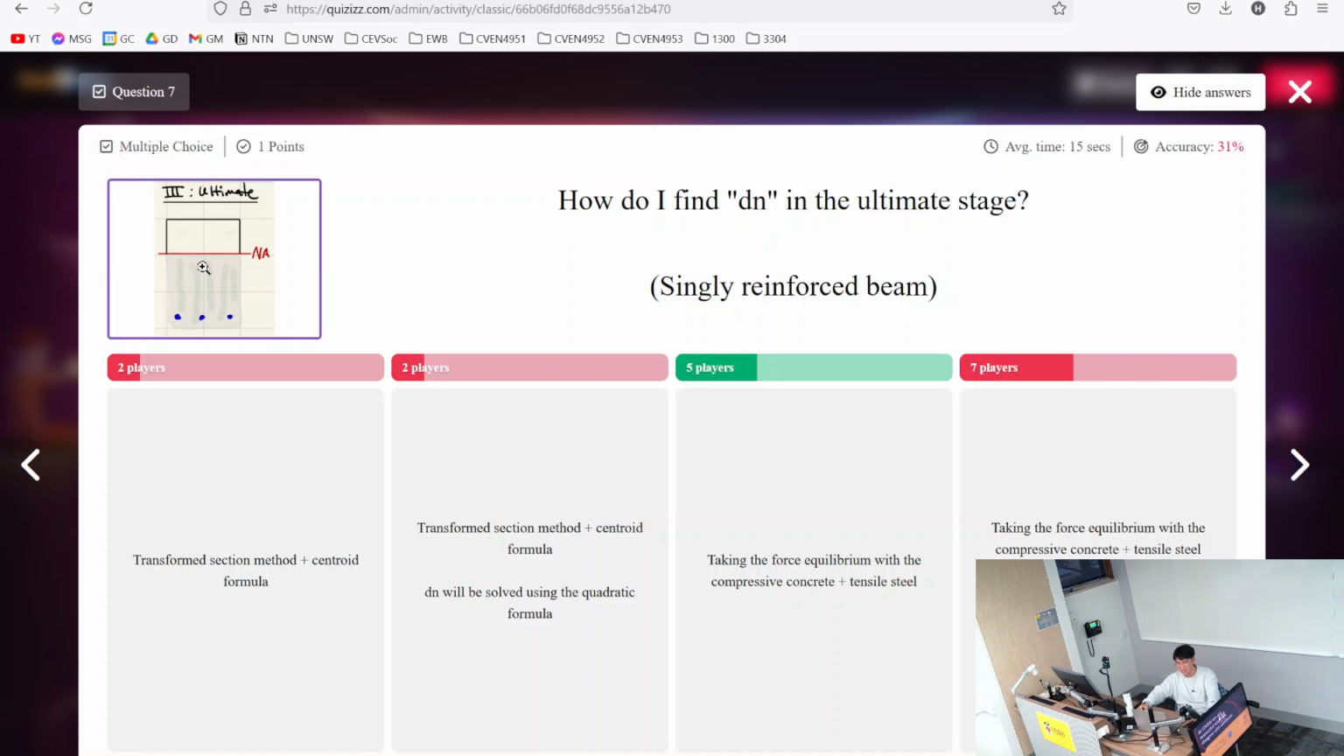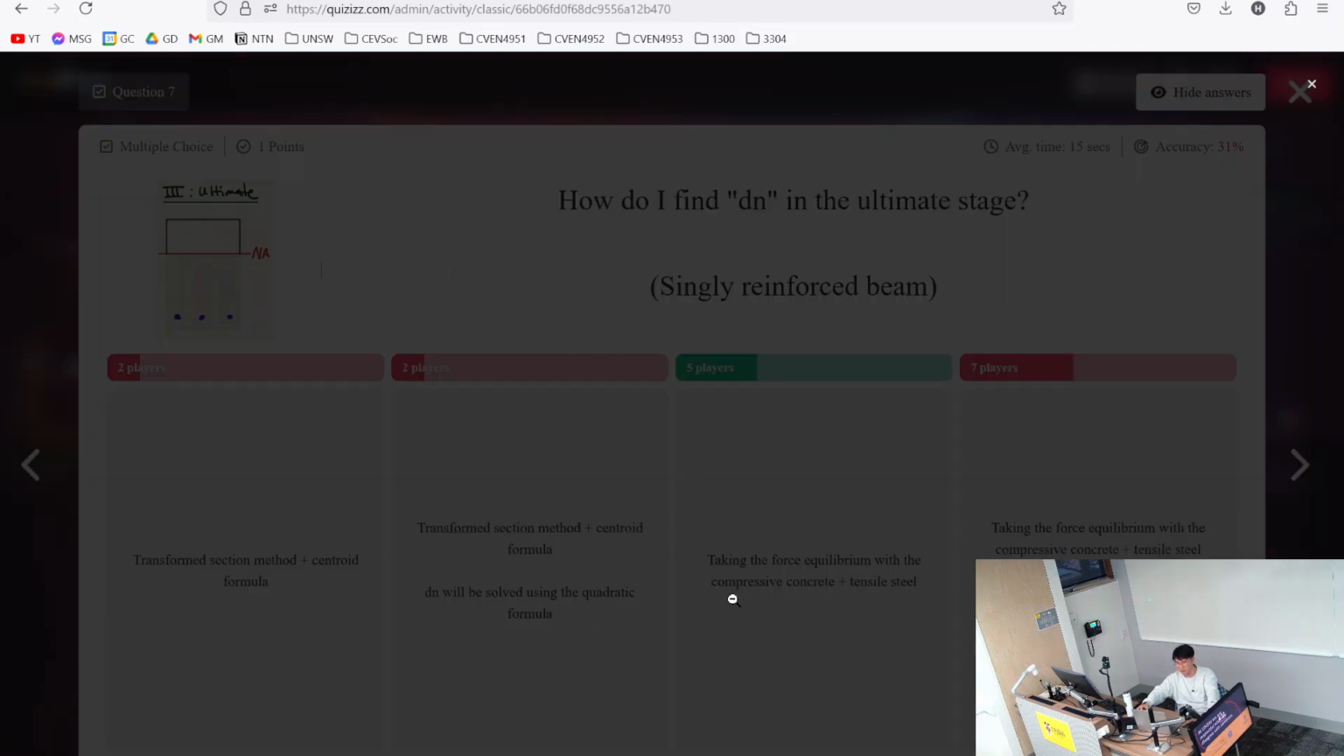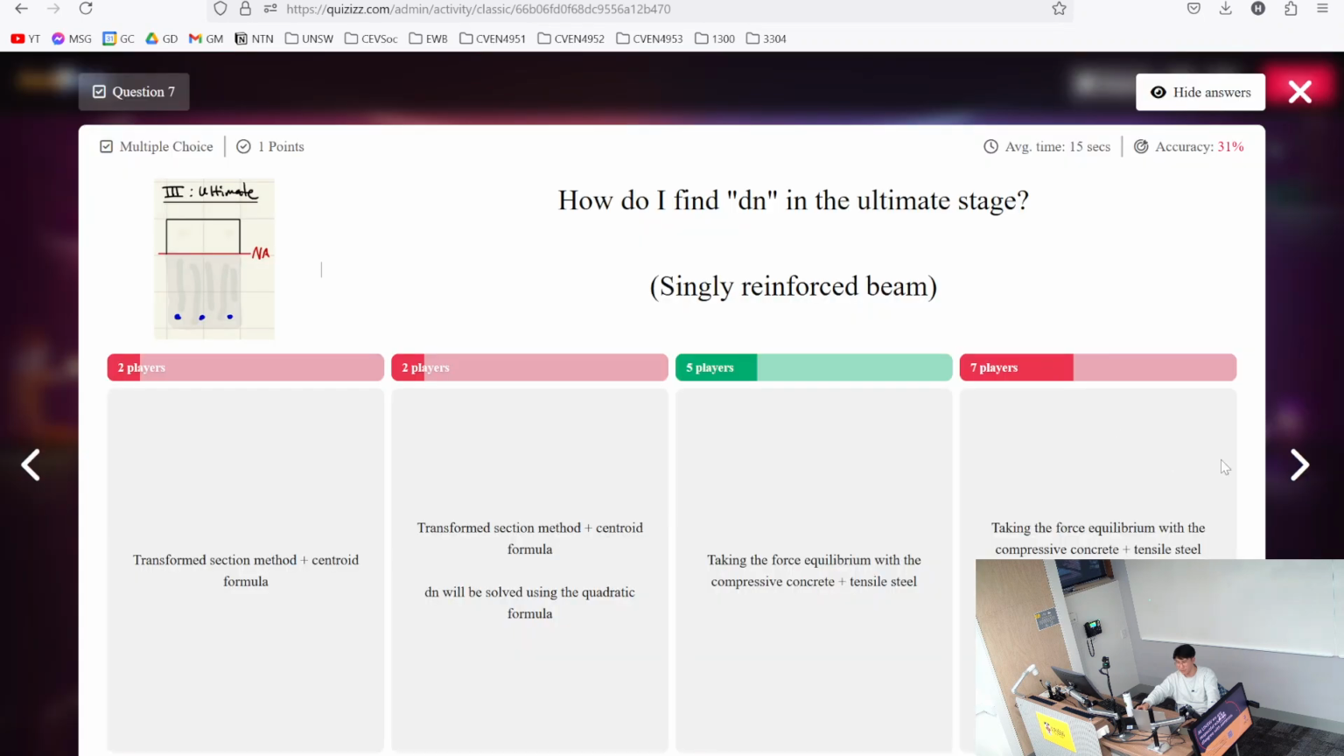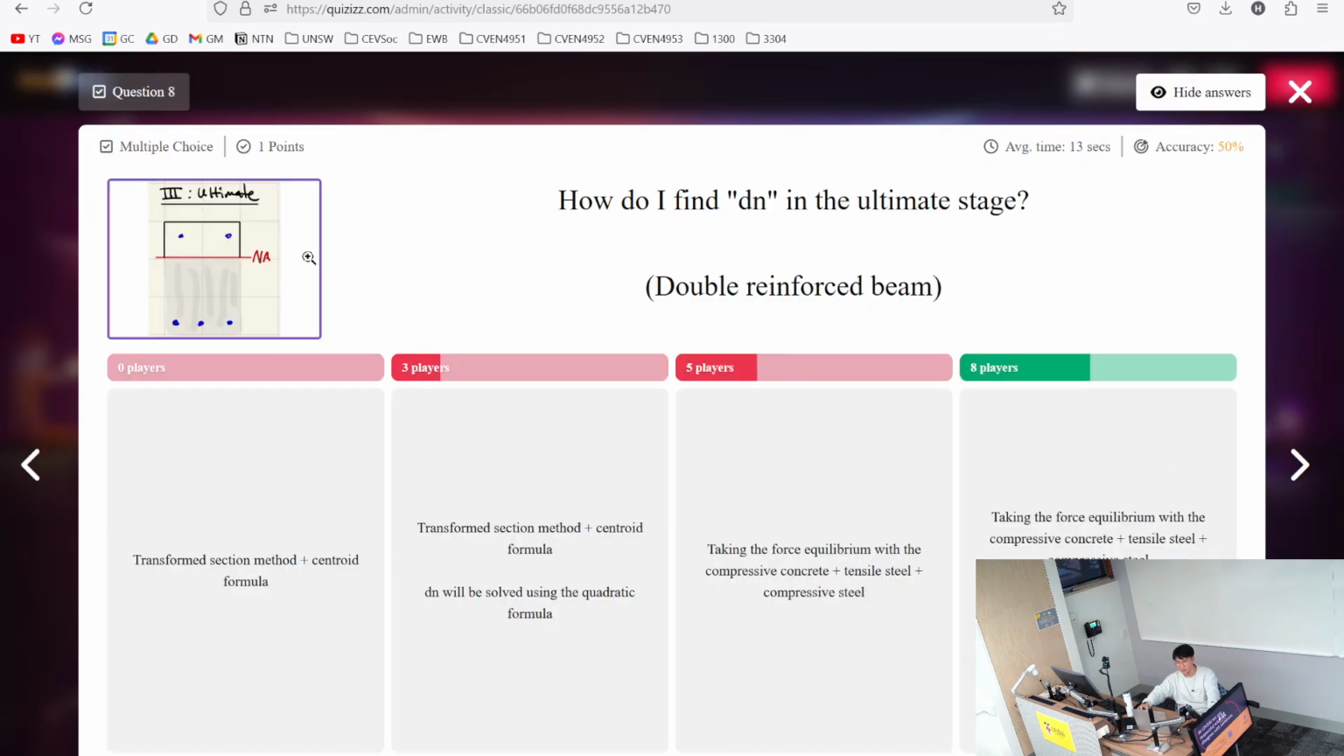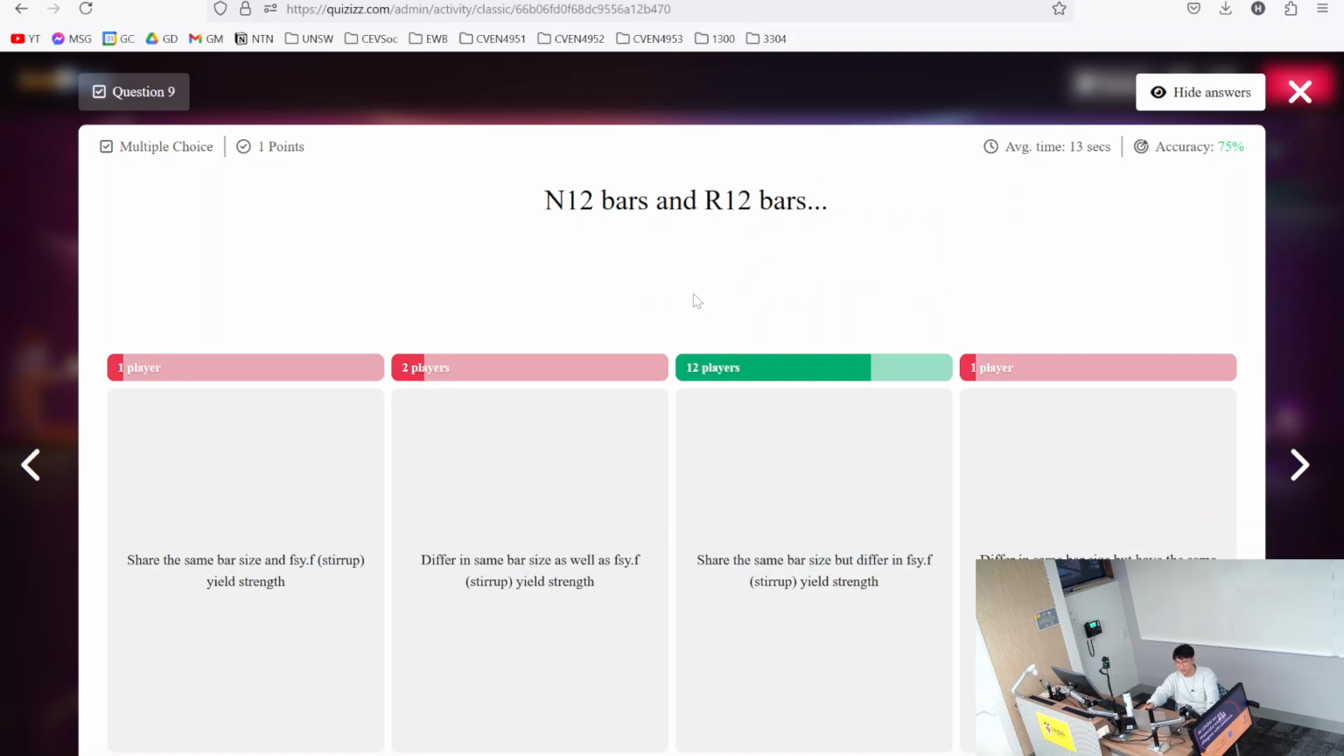DN in the ultimate stage is mostly what we covered today. You do the force equilibrium of the compressive concrete and the tensile steel. This is for a singly reinforced beam, which only has your tension bars. Once we have compressive bars in there, this will actually become quadratic because the compressive bars haven't yielded. Right, this is non-linear behavior now. The N12 and R12 bars we mentioned are different. They have the same size, but they can differ in stirrup yield strength.